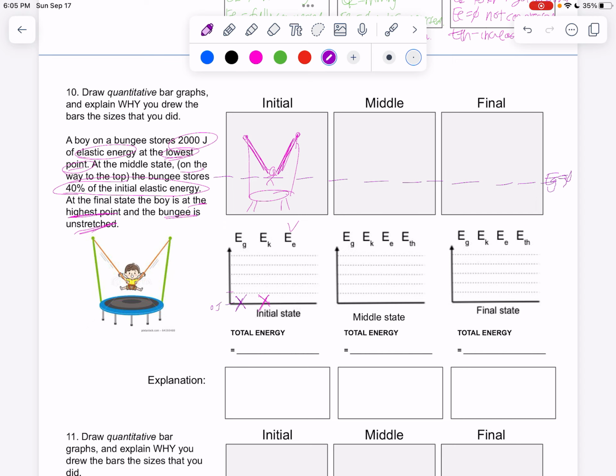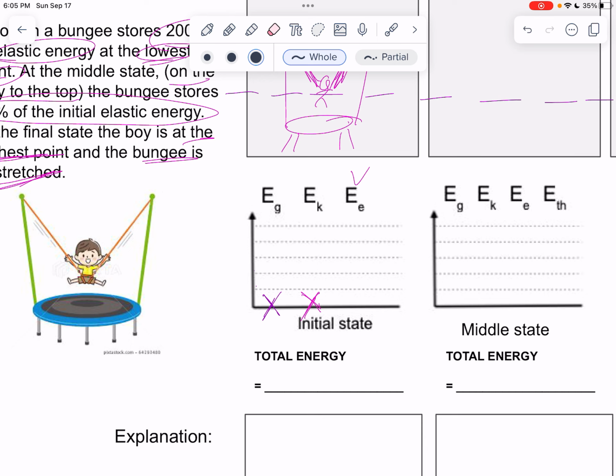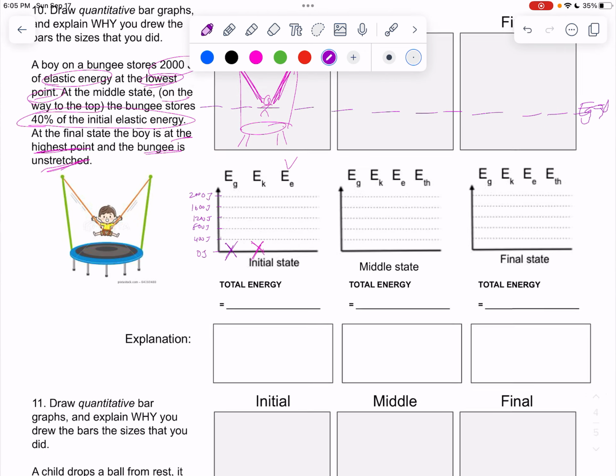All right, so 2,000, let me go by 400s. No, 1,200. Wait, 0, 4, 8. Oh, wait, I'm all off here. Okay, let me try this again. 0, 400. Make sure you're labeling the lines, not the spaces. 1,600, 2,000. So 2,000 divided by 5 is going to help me scale it.